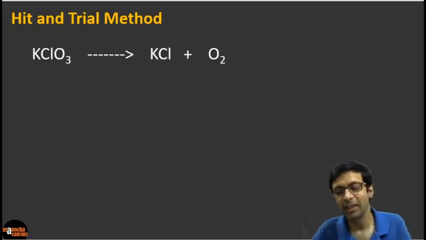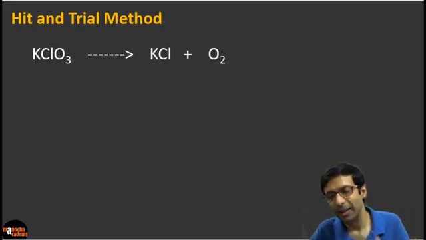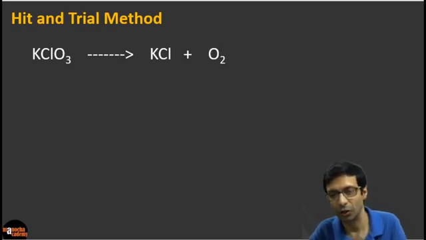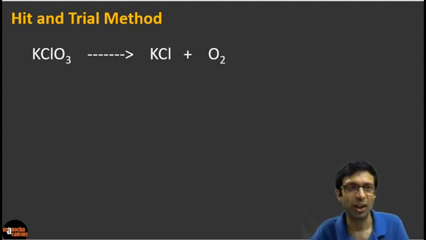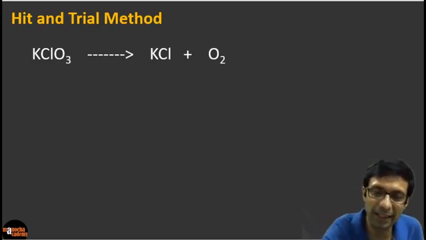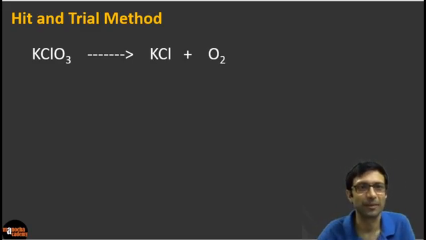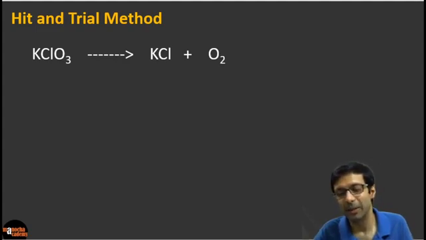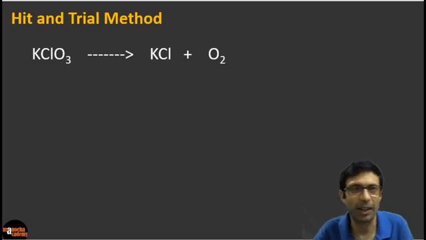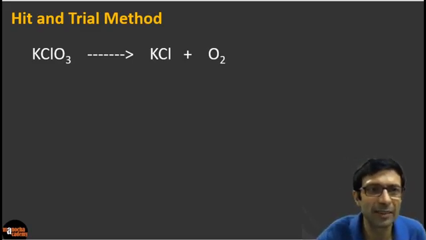So guys, can you try this? We have KClO3. When you heat it, it gives KCl, potassium chloride plus oxygen. So potassium chlorate on heating gives potassium chloride plus oxygen. So I want you guys to try balancing this chemical reaction. Okay guys, so give this a shot. Try to balance it by the hit and trial method. We are not going to make a table here. So why don't you guys try this?